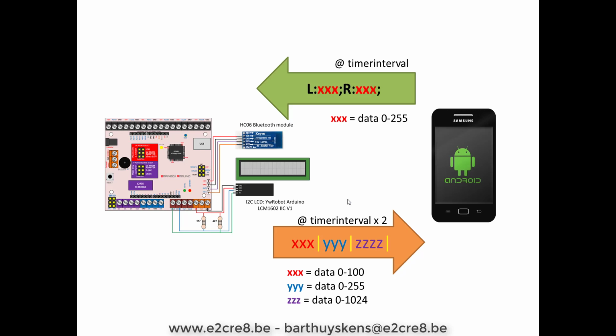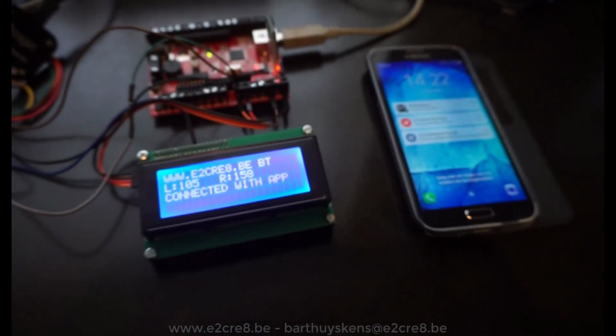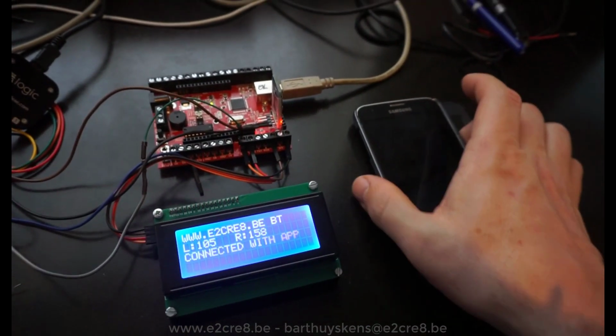Hello, this is Bart Huyskens from E2Create in Belgium, and I've been searching the internet a long time for a good code to do bidirectional full duplex communication between an app inventor and an Arduino, and I did not find anything that fit my purpose, so I started developing on my own. Let me just demonstrate here how this works.